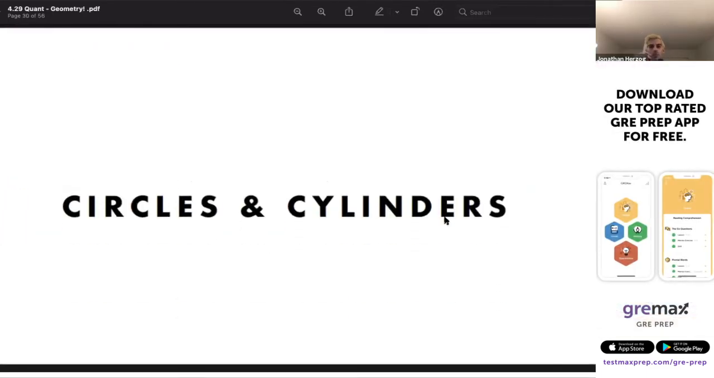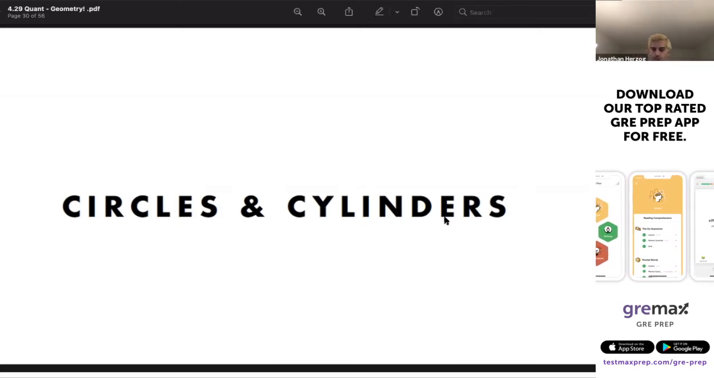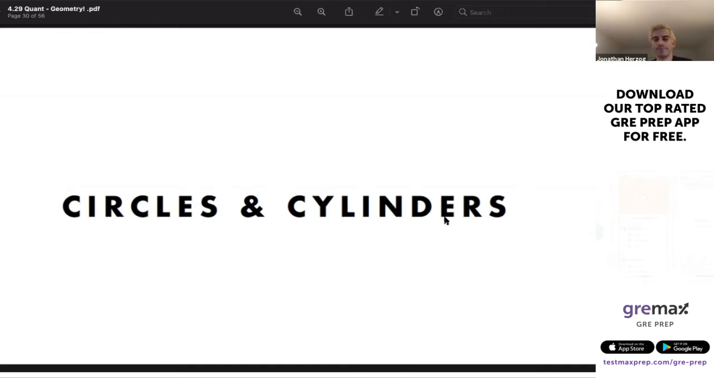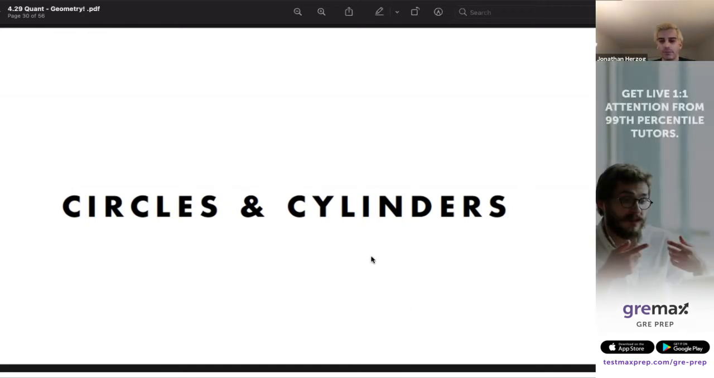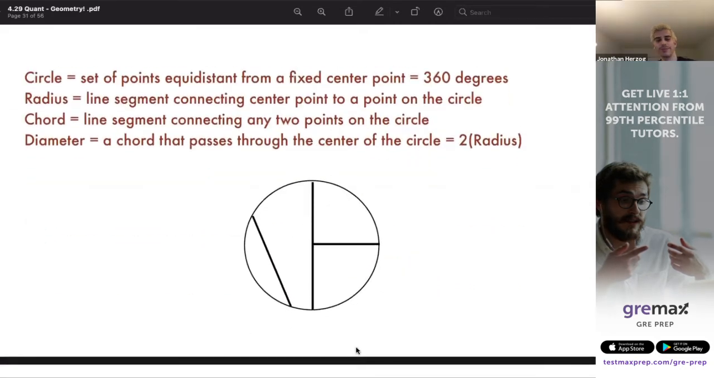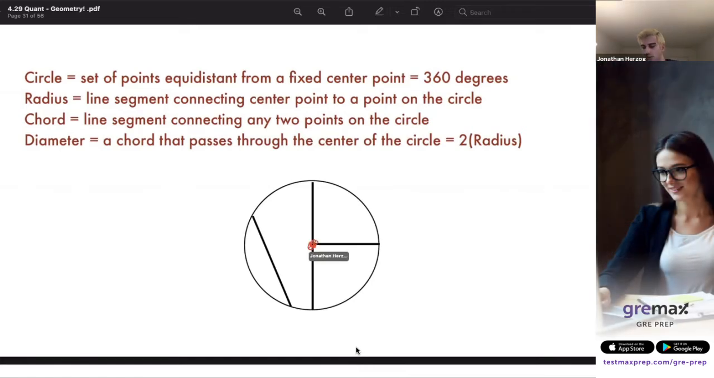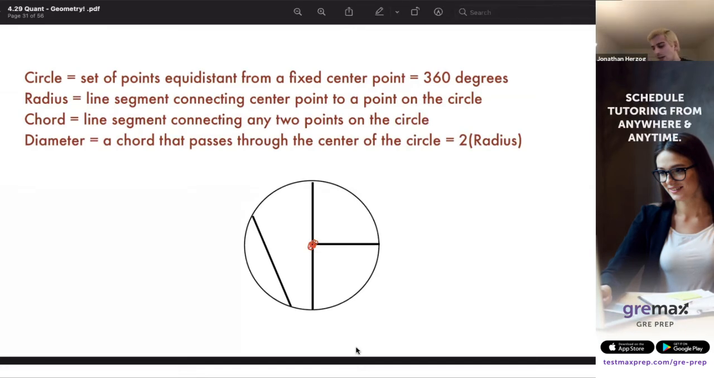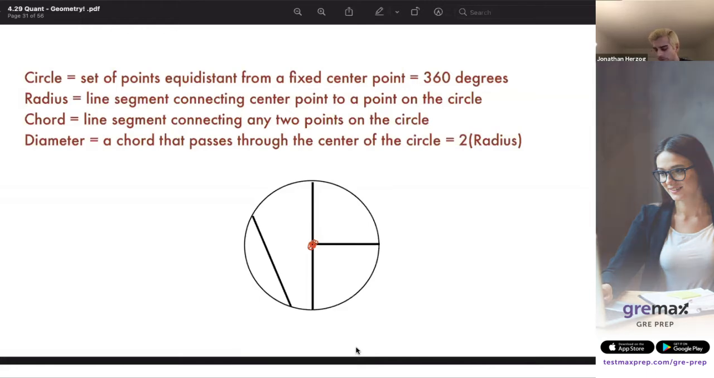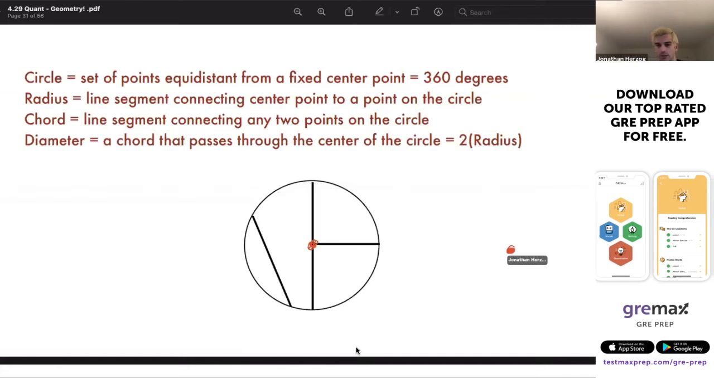Circles. The set of points equidistant from a fixed center point. Now, going back to the previous question, you cannot assume it's a right angle unless you see that little box or it's told to you. Likewise, you cannot assume that a dot in a circle is the center point unless it's clearly indicated as the center point.